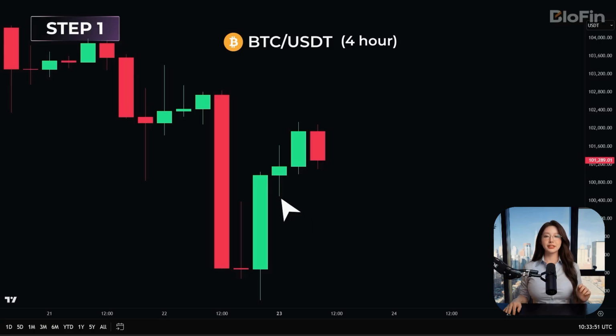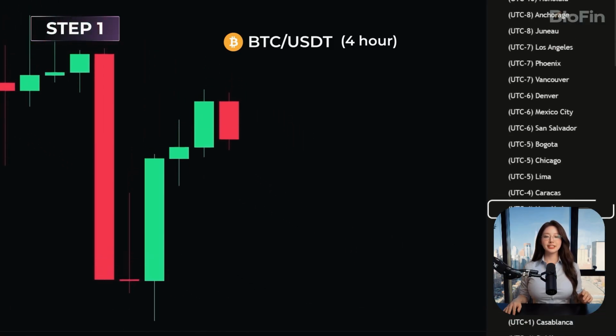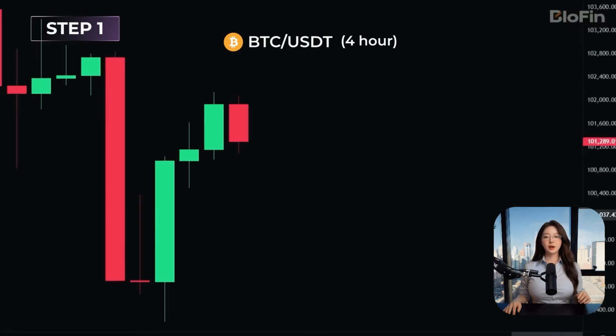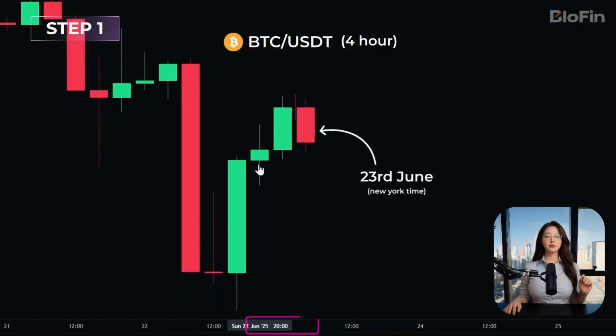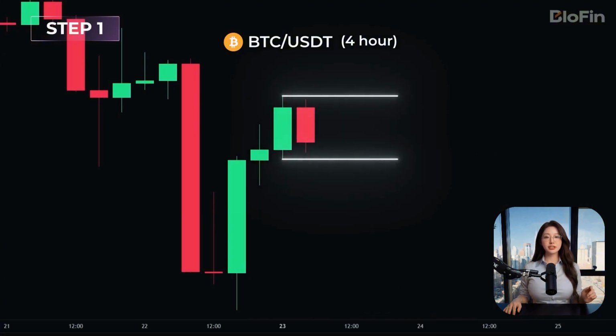movement. Next, go to the time zone setting on the bottom right corner of the chart and select New York time. Now, this step is very important because we want the first 4-hour candle to be based specifically on New York time. Next, hover to the first 4-hour candle that formed on today's date. In this example, since it's June 23rd, the first 4-hour candle that formed today is this one. Then, simply draw a line at the high and low of that candle and extend both lines to the end of the day. That's your 4-hour range on this chart.